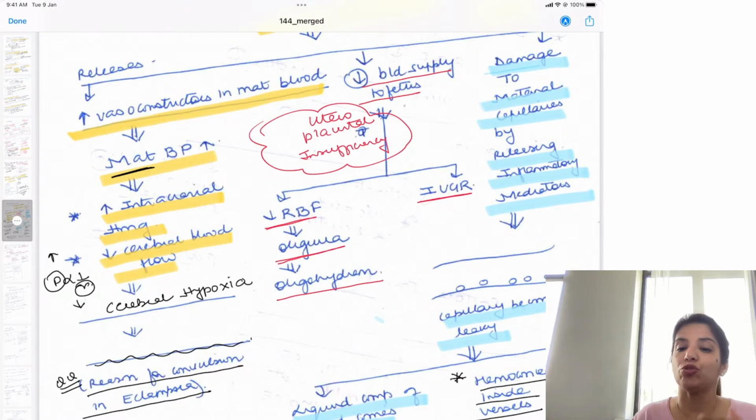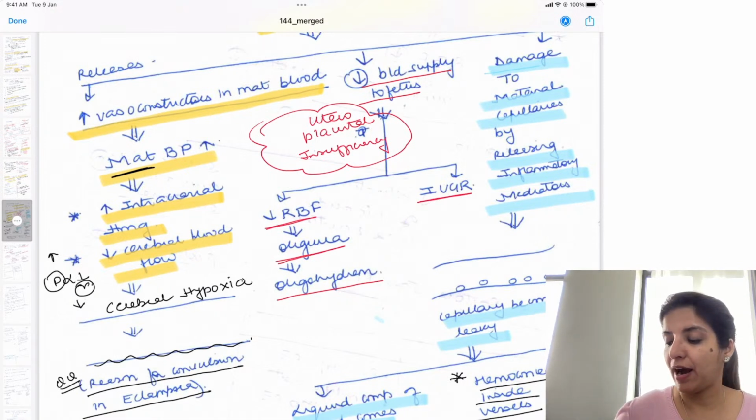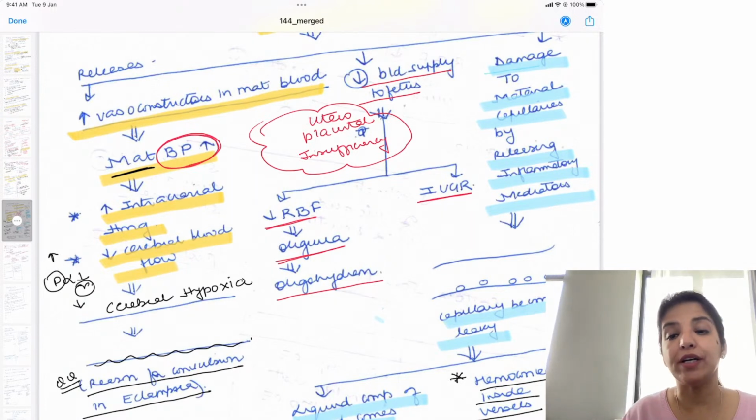Right? So this is how PIH can affect the fetus. In the fetus, it can lead to oliguria, it can lead to IUGR. In the mother, it can lead to end organ damage. Multi-organ damage can happen. Now, if we understand this whole thing, then if I ask you, tell me what is the earliest sign of PIH, or what is the first sign of PIH? First sign of PIH is high BP. High BP is the first sign of PIH.